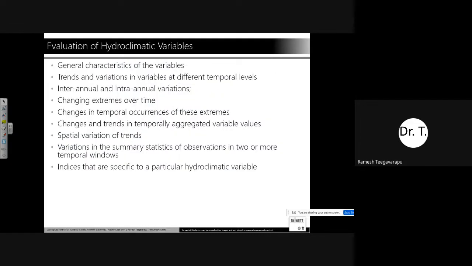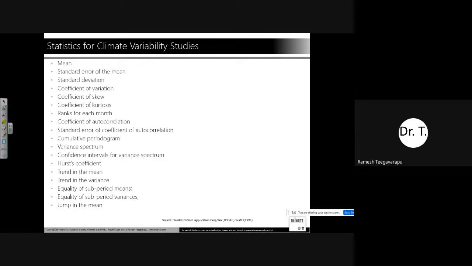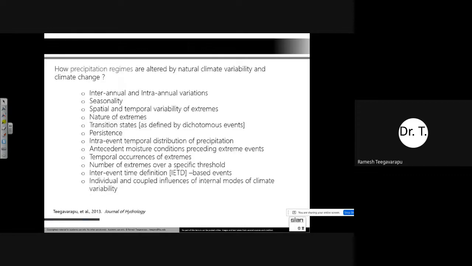And then, of course, you have to look into all types of changes. We can look into general characteristics of the variables, trends and variations, interannual and intra-annual changes of extremes over time, changes in temporal occurrences of these extremes, and all kinds of things we can think about, especially when we are looking at climate variability. Some of the recommended indices or parameters for climate variability studies, some of which you already know, are coefficient of skew, kurtosis, Hurst coefficient, trend in mean, and so on. Basically, what they are doing is calculating these values in different temporal windows and comparing them to see if things have changed.